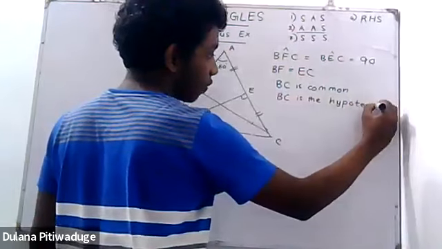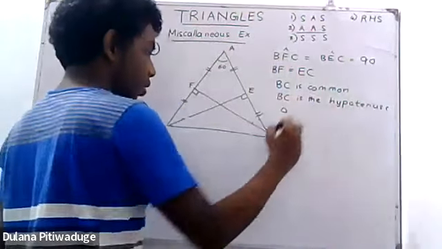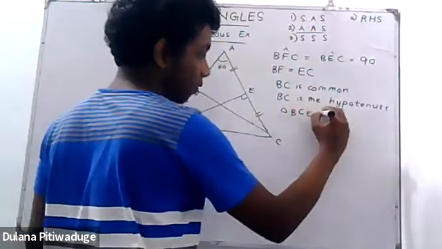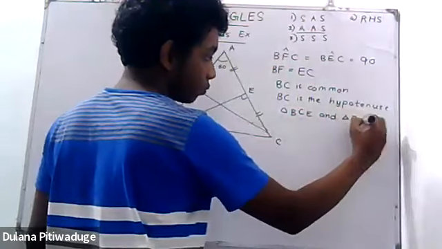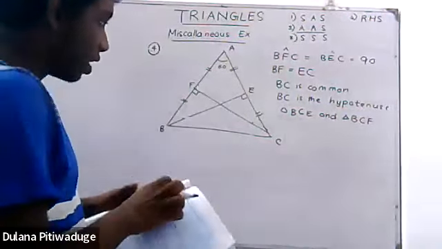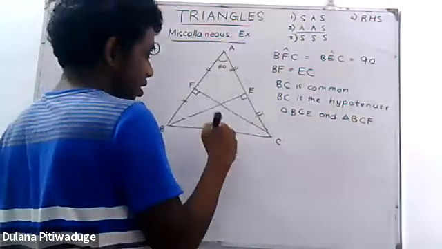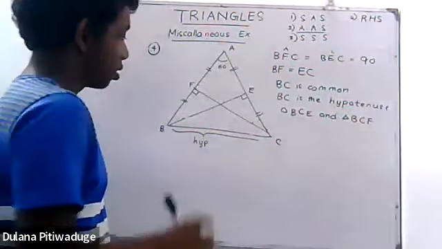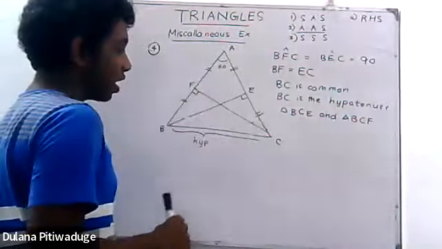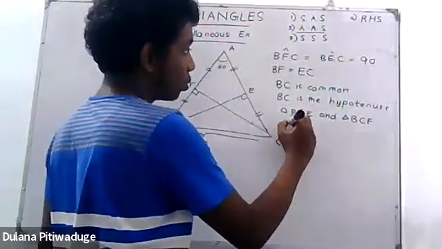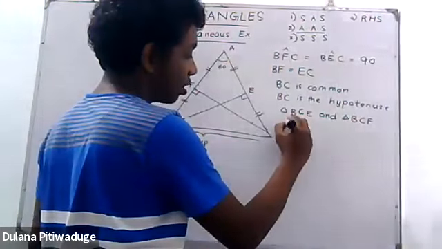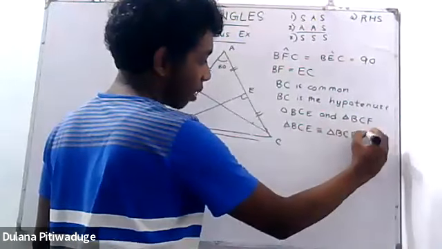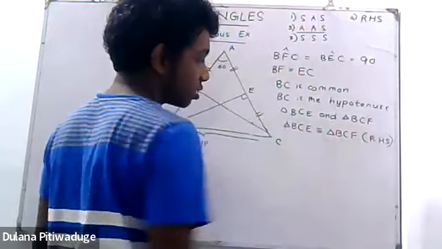BC is the hypotenuse of triangles BCE and BCF. So, these two triangles are congruent by the case RHS. Hypotenuse. It's common to both. Two sides are equal, two angles are equal. So, triangle BCE is congruent with triangle BCF by RHS.